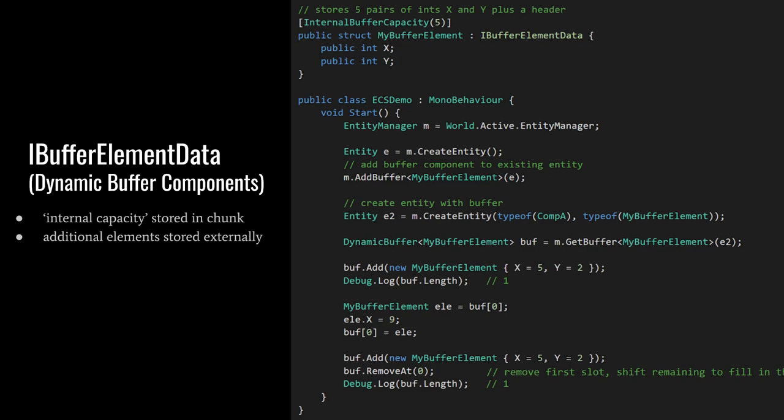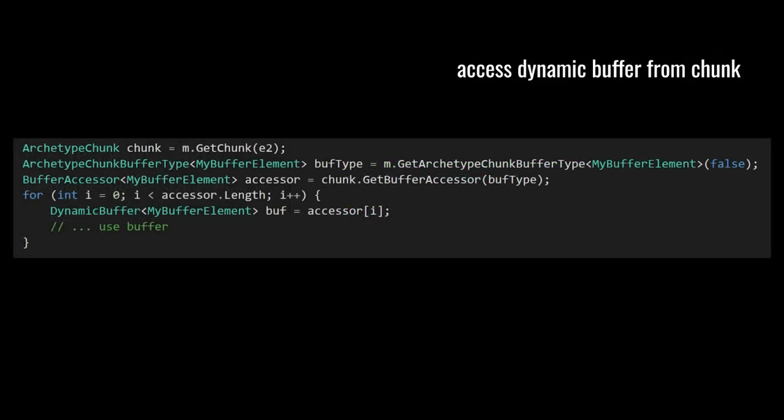If we were to add more than 5 elements to the buffer, the extra elements would be stored outside the chunk. Also note that when we retrieve a value from the buffer, we are getting a copy of the struct, so here to actually mutate the buffer, the element must be assigned back to the same index. Finally, when we remove the element at a given index, all elements following it are shifted to fill in the gap. When working with chunks, we can access the dynamic buffer components much like we do for regular components, except we call GetBufferAccessor, passing in an ArchetypeChunkBufferType.